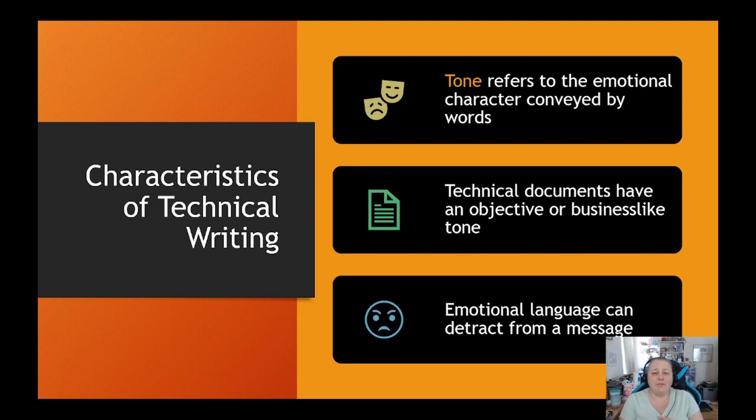Tone is going to refer to the feeling behind what you're trying to convey. So the tone of your technical document is going to be very objective and businesslike, a very professional tone. You're not going to use any kind of emotional language. We're keeping the feelings out of it, because that's going to distract from your message. Remember what the point of the technical document is. It's to inform and to get information to your audience.